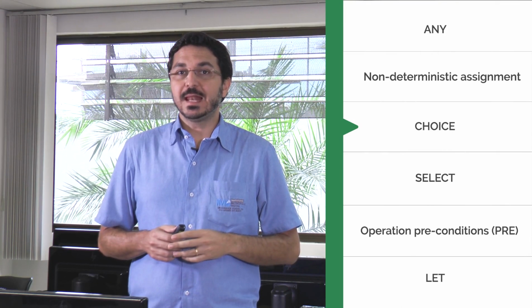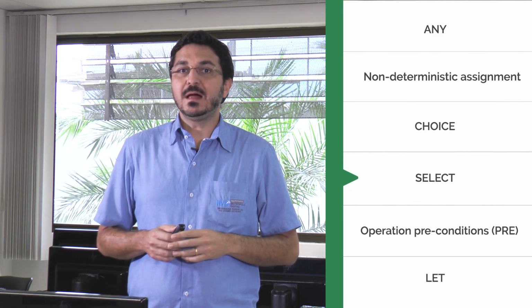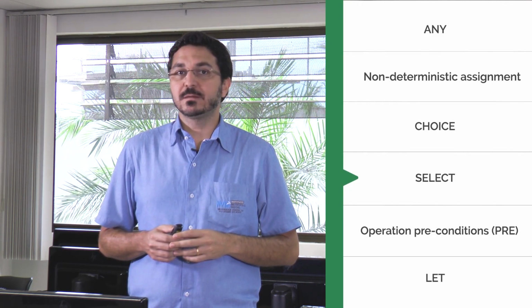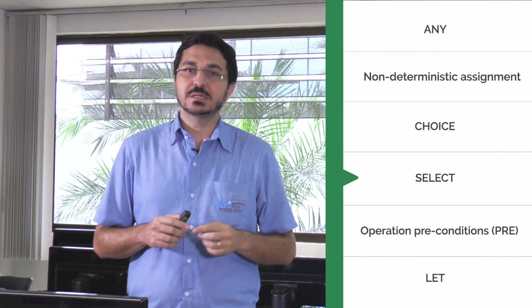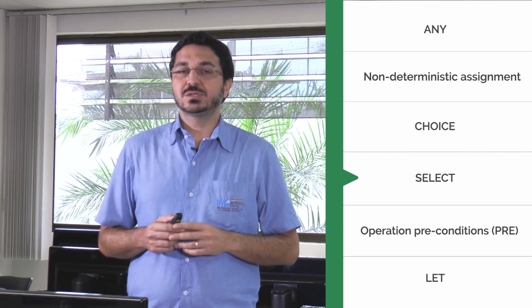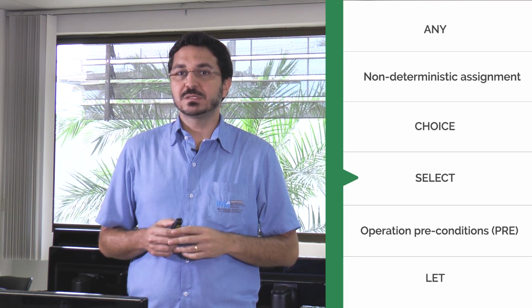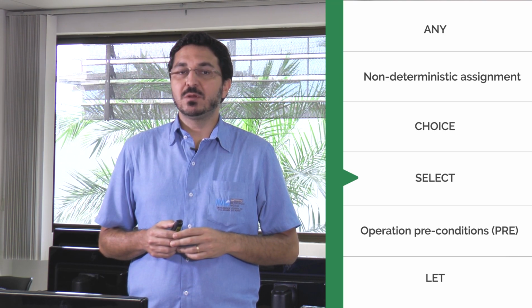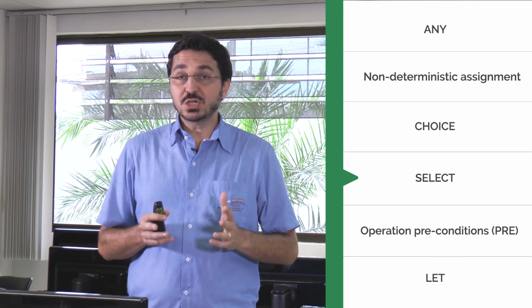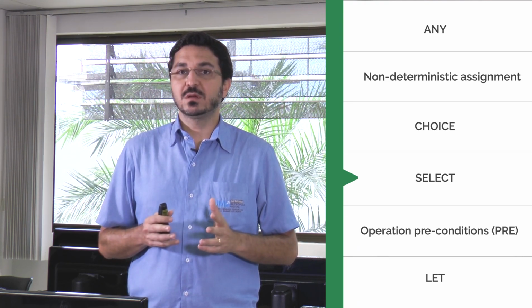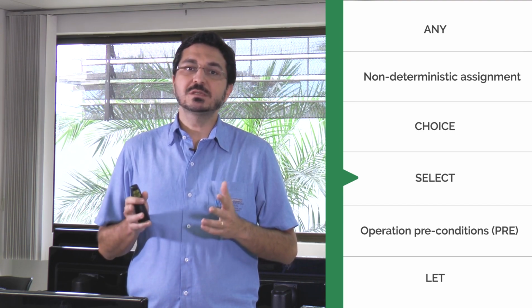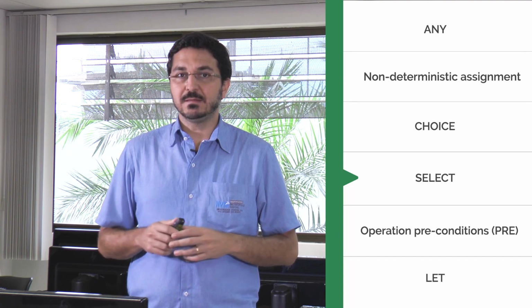The next command is SELECT. It allows you to choose an option depending on whether it's enabled or not. It differs from choice because the choice allows the choice of any of the given commands, whilst the select allows the choice only among the enabled commands. Each option has a condition called guard that enables the option only if it's true in the current state.